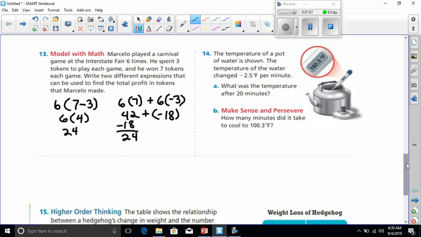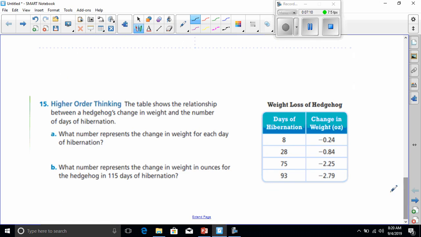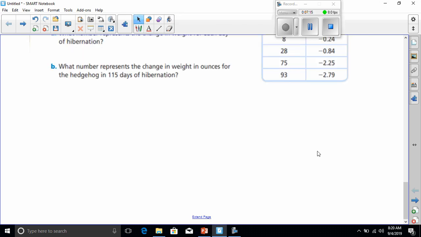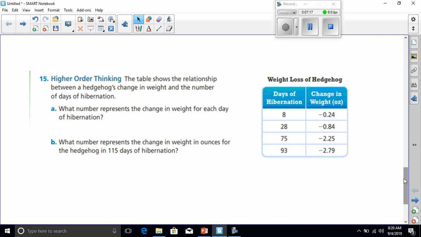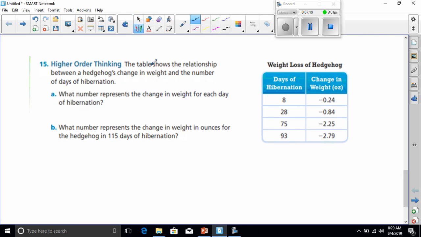All right, let's go to number 15. Number 15 says, and I'm going to need a little bit of room here, so I'm going to add a little bit to my page. There we go. It says here that the table shows the relationship between the hedgehog's change in weight and the number of days of hibernation, okay? These are the days of hibernation. These are the days of weight. What number represents a change in weight for each day of hibernation? For each day, so we'd have to take this number and divide it by this number to get what 1 day is.